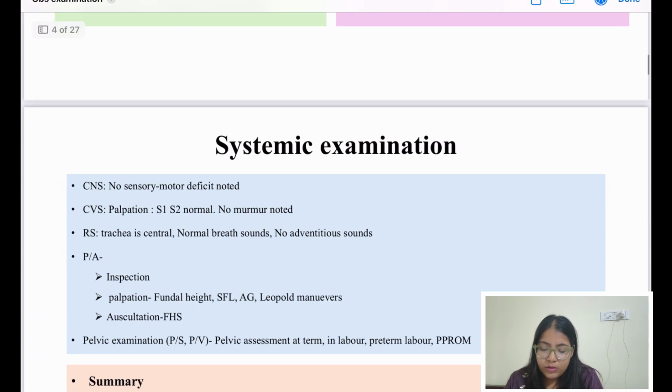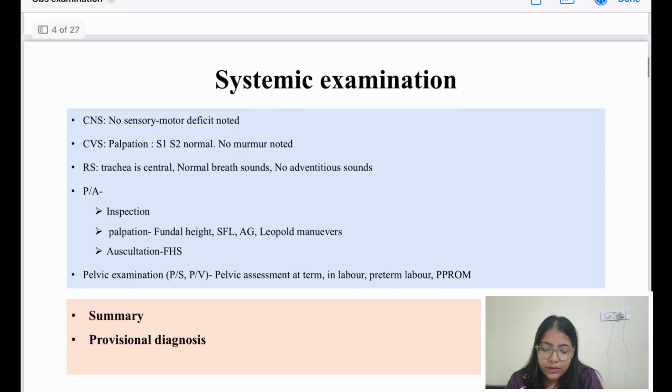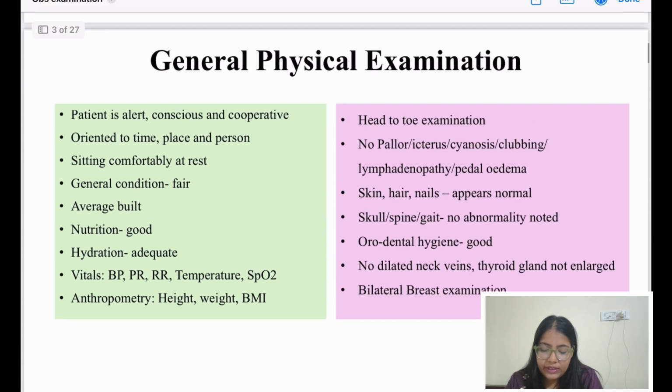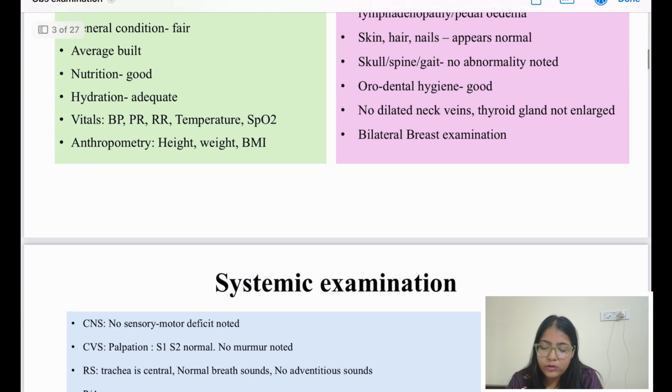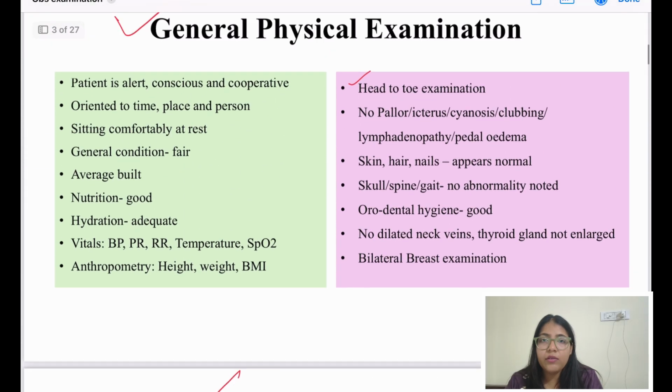In these two slides I'll talk about the format in which you should present the obstetric examination. It should be in this format only: general physical examination along with head to toe examination, followed by systemic examination, and then summary and provisional diagnosis. I'll first tell you which points you should take, and then we can talk in detail about why each point and what questions can arise from it while you are presenting a case. So this is the basic format of obstetric examination.